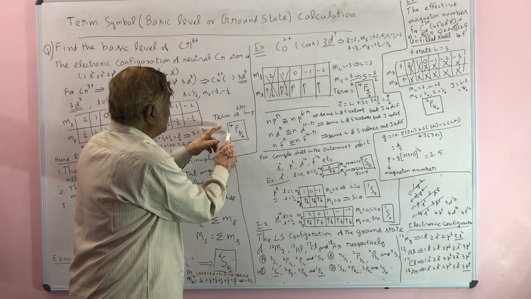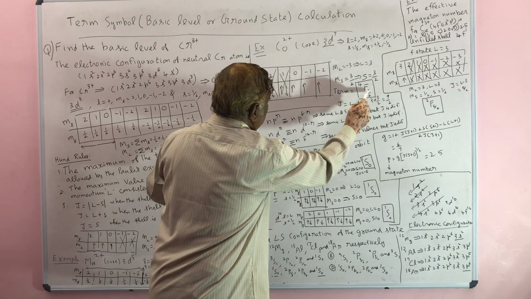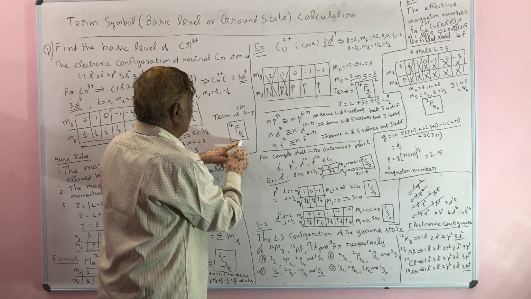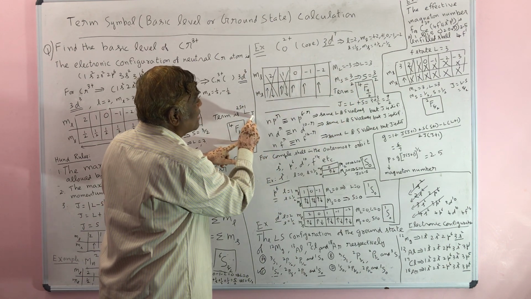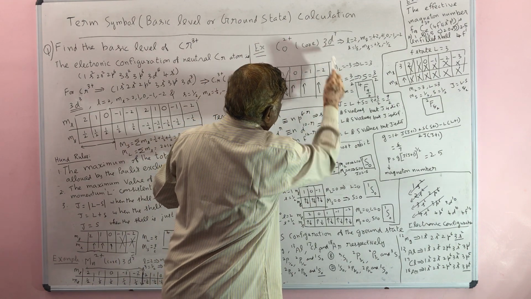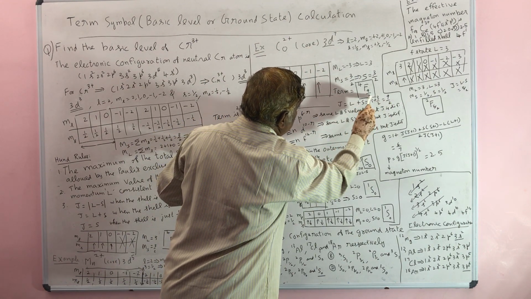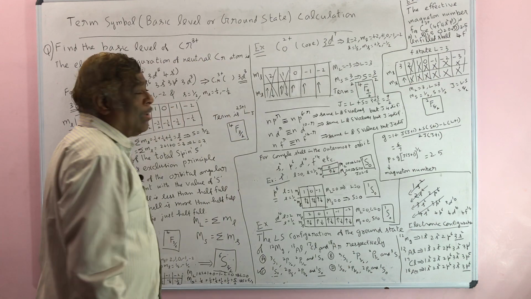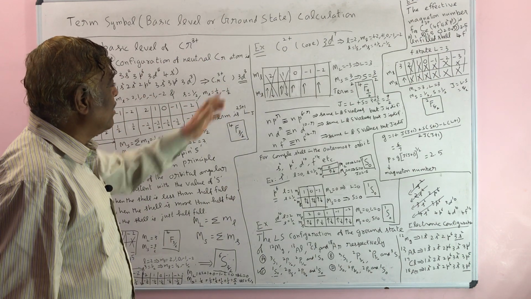So, this term is 4F, here also 4F. Since it is less than half full, you take J is equal to L minus S. This is more than half full, therefore this is L plus S. This is your term value corresponding to this.